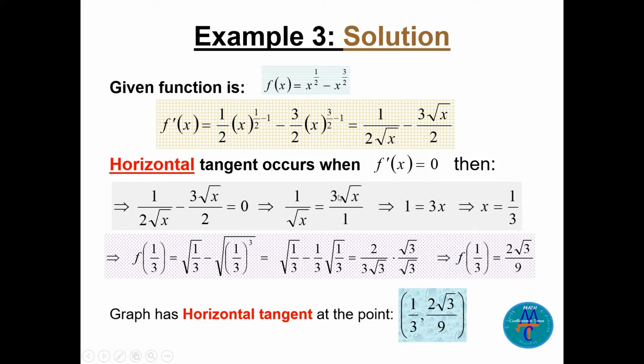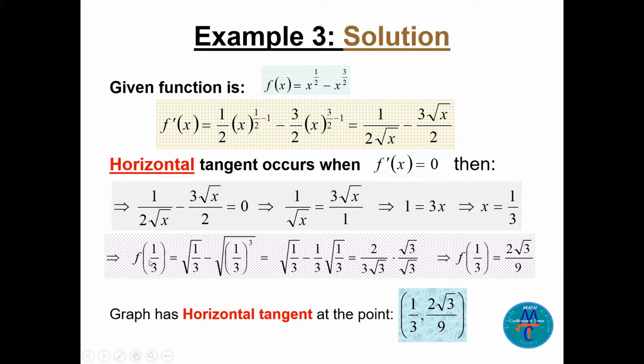Take this on this side, cross multiply. 1 will be 3x, so x will be 1/3. At x equals 1/3, we have a horizontal tangent. To find the exact point, take 1/3 and replace it in the function here.